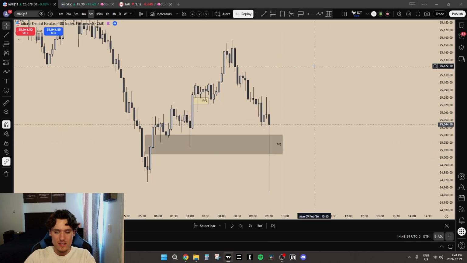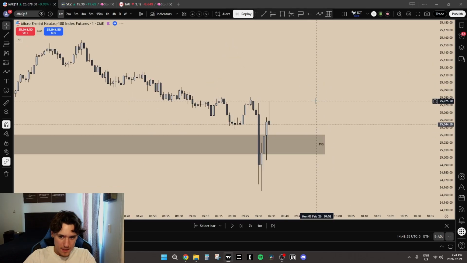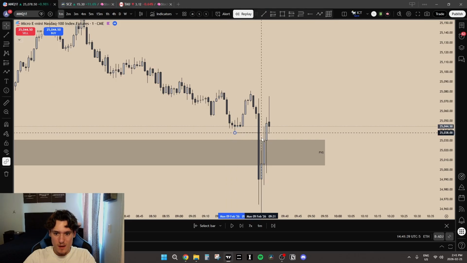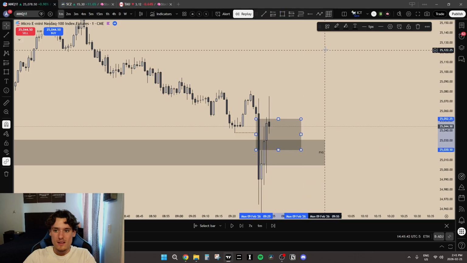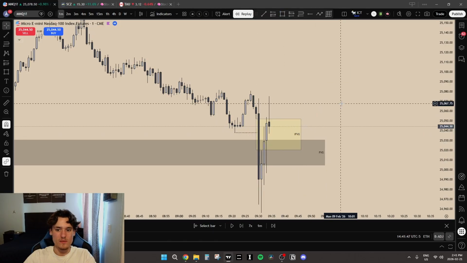Now we have the higher time frame confluence telling us we want to go higher. We have a lower time frame confluence telling us we want to go higher. Now let's go and look for our entry. What is the first thing I see? A manipulation leg. Now don't just take random inversion for value gaps. Take a manipulation and pair it with the inversion.